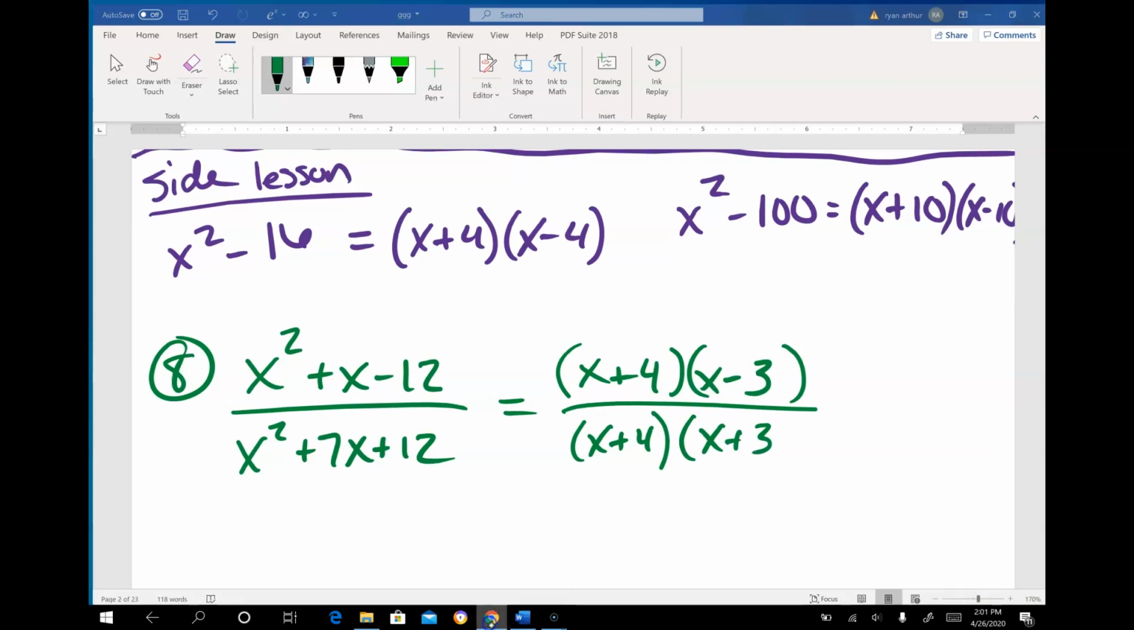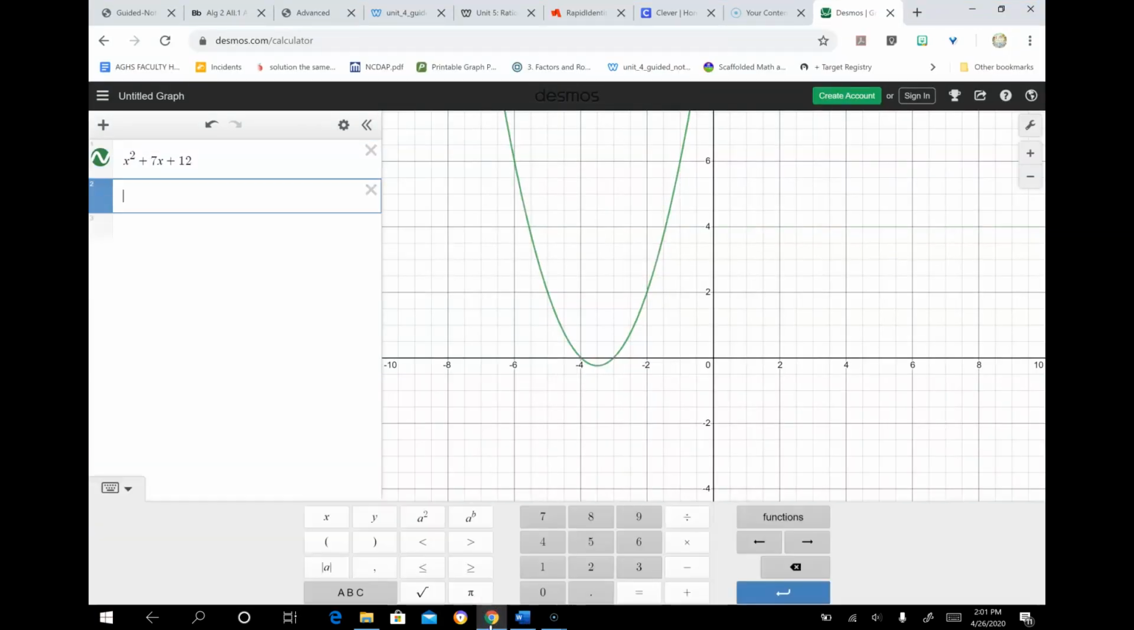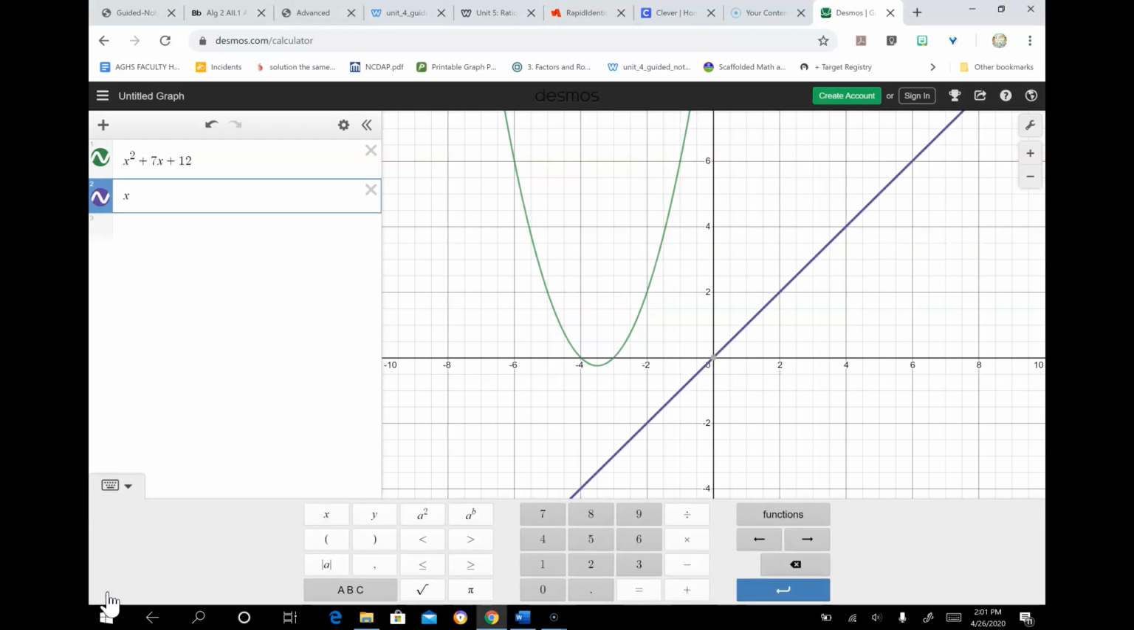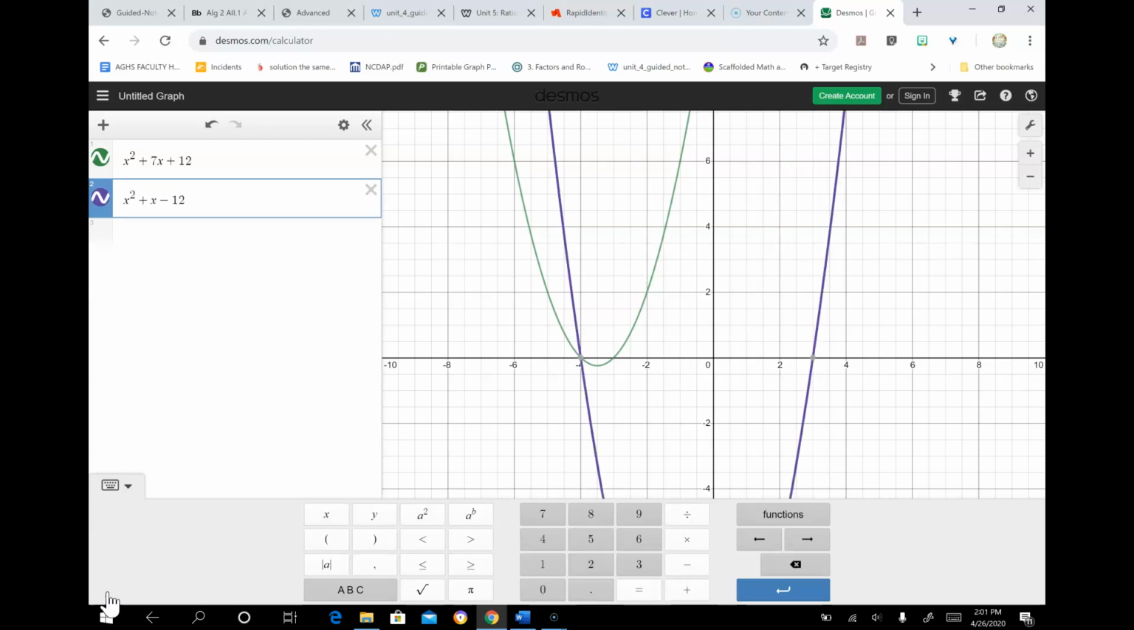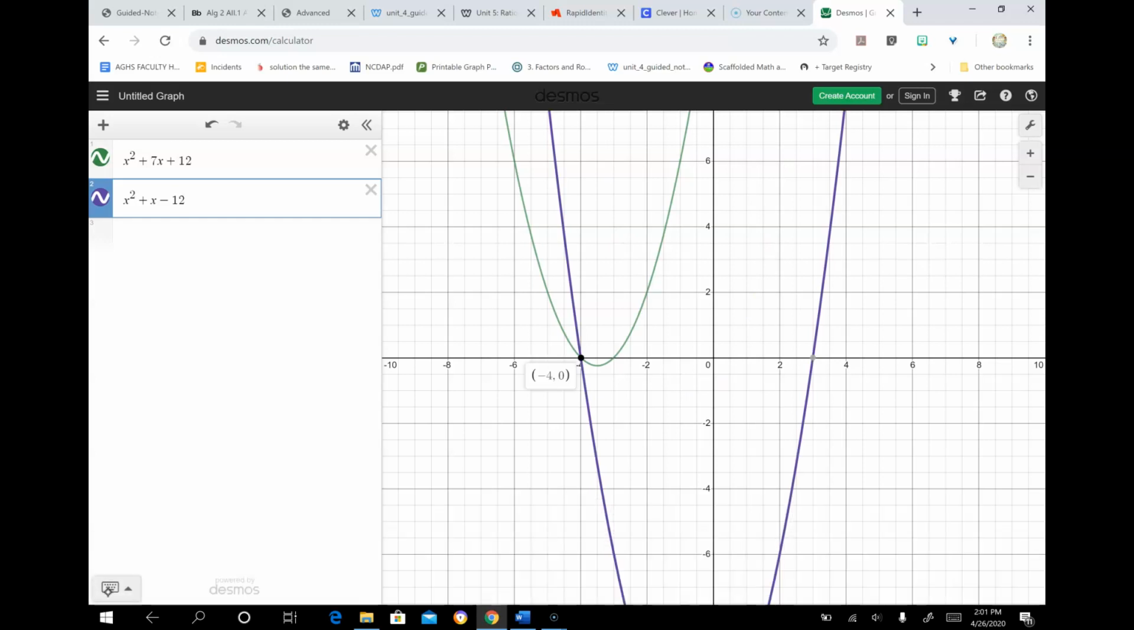Another cool thing you can do to simplify is type in the top one and the bottom one. The factors you're going to cancel out are the ones they have in common, so it's where they intersect. Where the numerator and denominator intersect on the graph is the common factor.